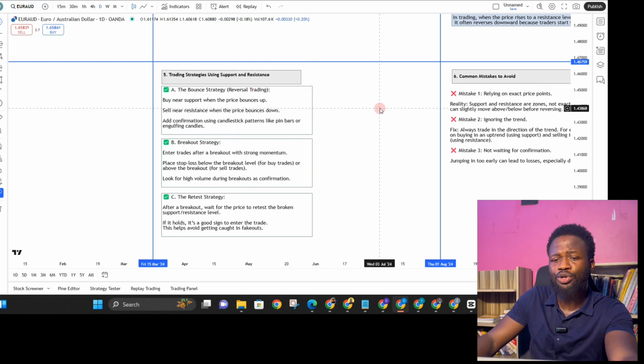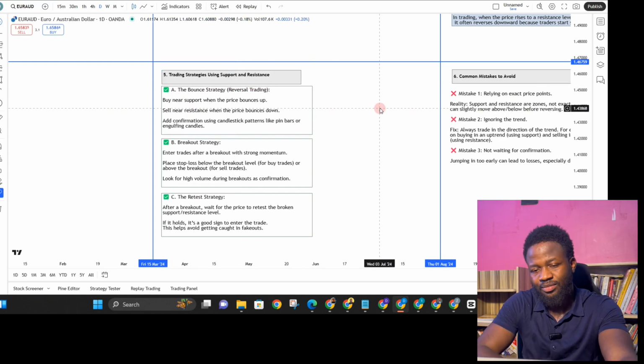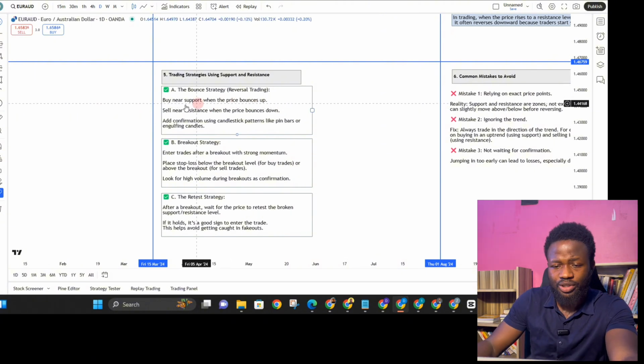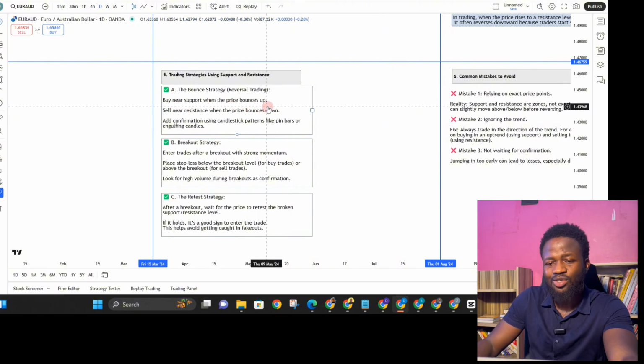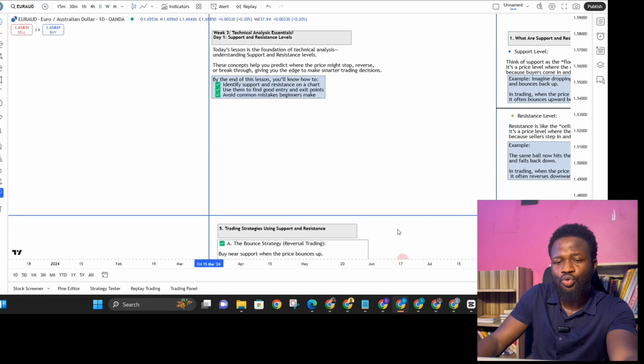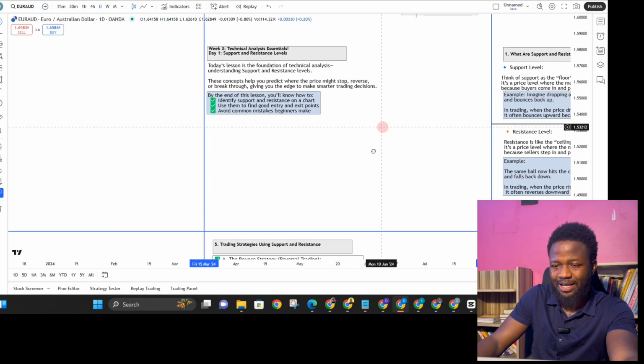Number 1, we have what we call the bounce strategy. This is reversal trading, where we buy near support when the price bounces up, right? So near support, you buy.